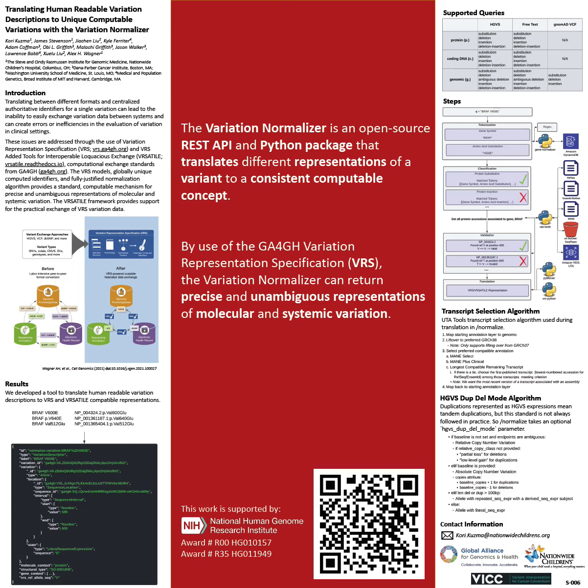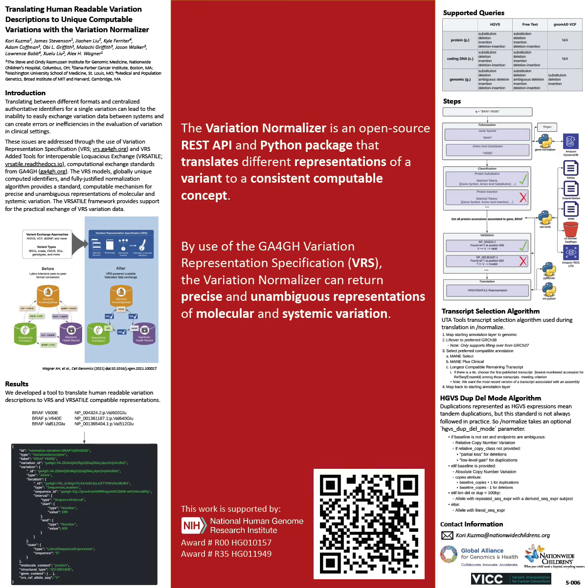These issues are addressed through the use of the Variation Representation Specification, VRS, and VRS-added tools for interoperable exchange framework, VRSATILE, from GA4GH. The VRS models, globally unique computed identifiers, and fully justified allele normalization algorithm provide a standard computable mechanism for precise and unambiguous representations of molecular and systemic variation. The VRSATILE framework provides support for the practical exchange of VRS variation data.